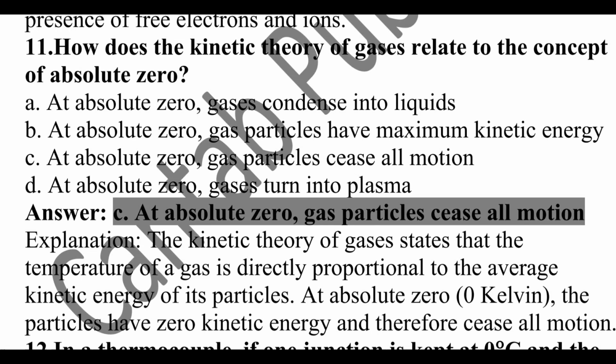Question number 11. How does the kinetic theory of gases relate to the concept of absolute zero? Option A. At absolute zero, gases condense into liquids. Option B. At absolute zero, gas particles have maximum kinetic energy. Option C. At absolute zero, gas particles cease all motion. Option D. At absolute zero, gases turn into plasma. So the correct answer is C. At absolute zero, gas particles cease all motion.